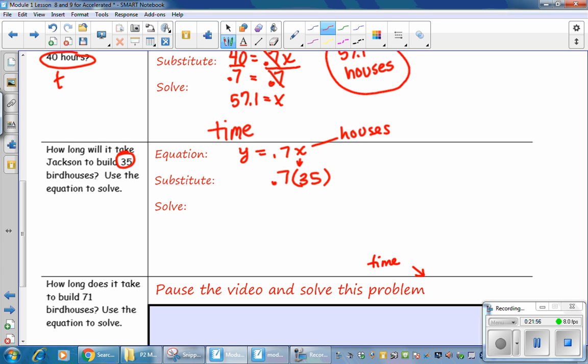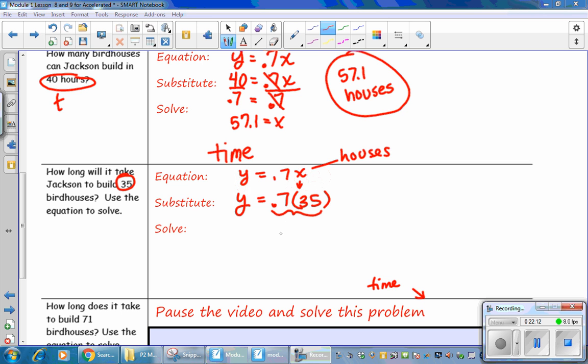0.7 times 35 is going to equal y, which is the amount of time it takes. So here we multiply 0.7 times 35 to solve our problem. And that answer is, multiplying 0.7 times 35, we find that the answer is 24.5. So y is equal to 24.5. And interpreting that answer, the 35 houses will take 24.5 hours to build.